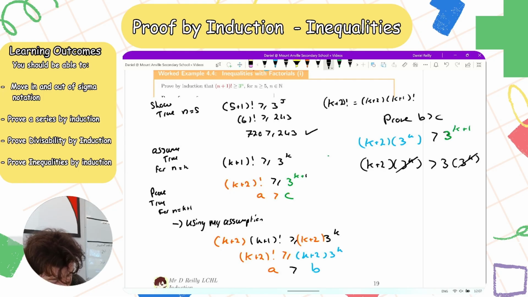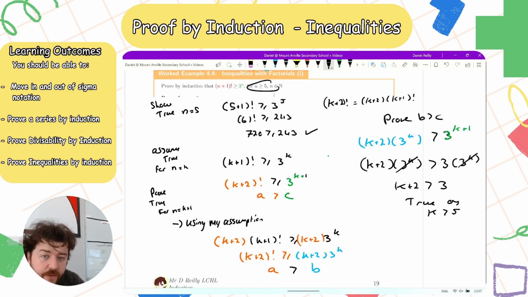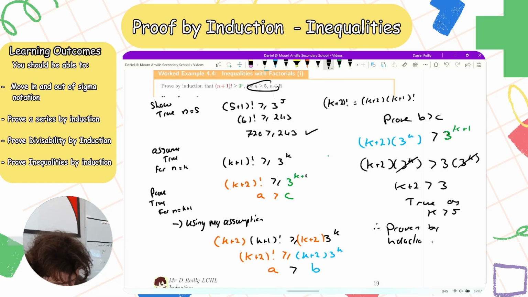Them 3 to the k's will cancel here. So k plus 2 is greater than 3. This is true as k is greater than 5. So my left-hand side will always be greater than my right-hand side. Therefore, proven by induction for n is greater than 5, n is an element of natural numbers.